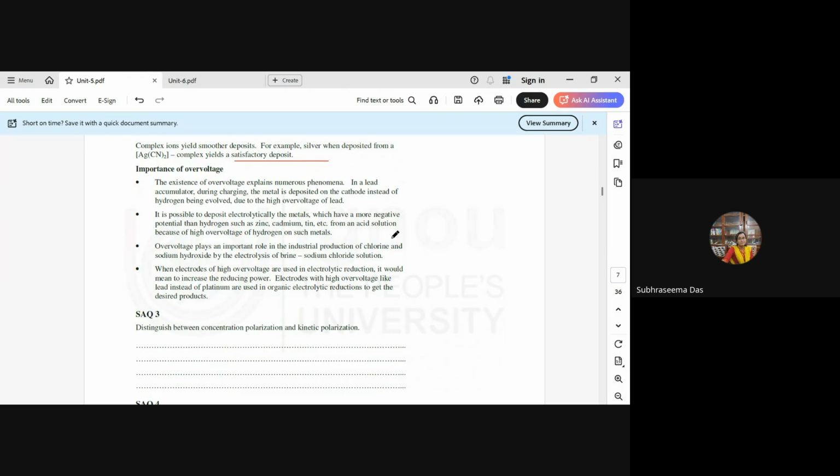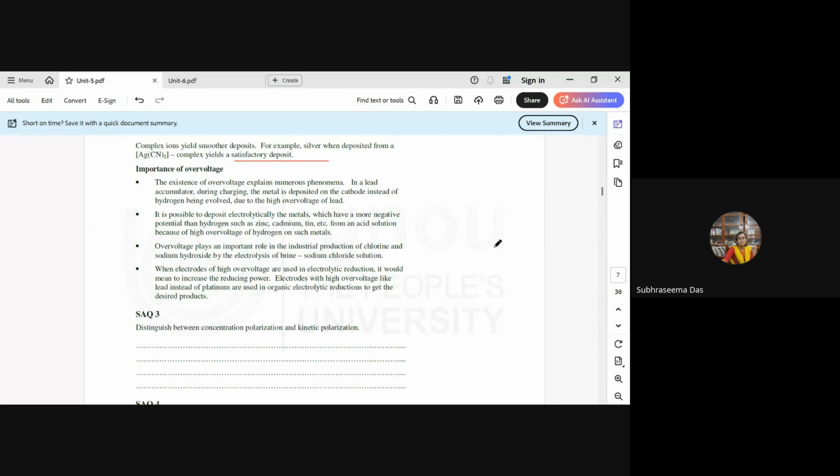Then what is the importance of this over voltage? The existence of over voltage explains various types of phenomena. For example, in a lead accumulator, during charging, the metal is deposited on the cathode instead of hydrogen being evolved, due to the high over voltage of lead. It is possible to deposit electrolytically the metals which have a more negative potential than hydrogen, such as zinc, cadmium, tin, etc., from an acid solution because of the high over voltage of hydrogen on such metals.